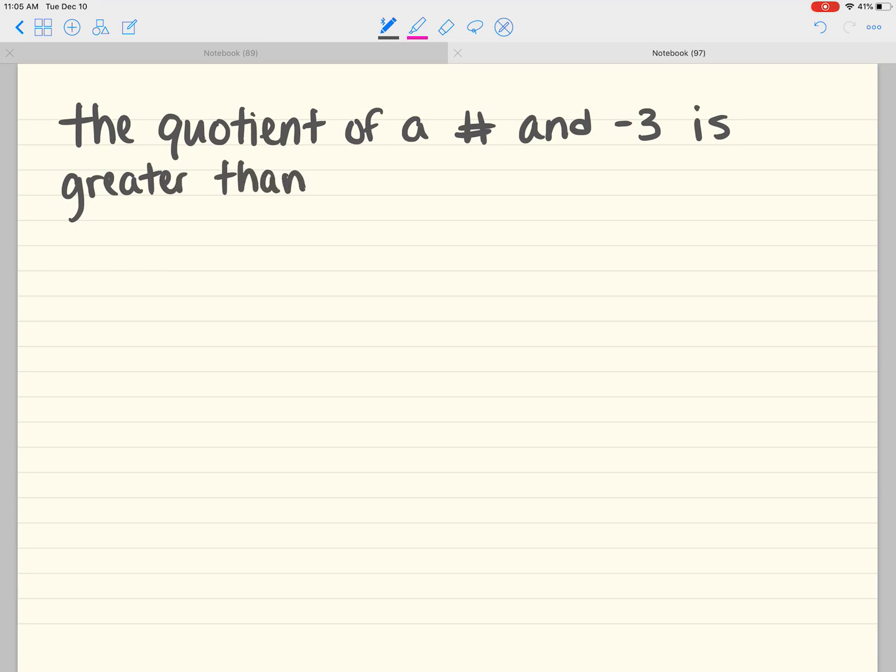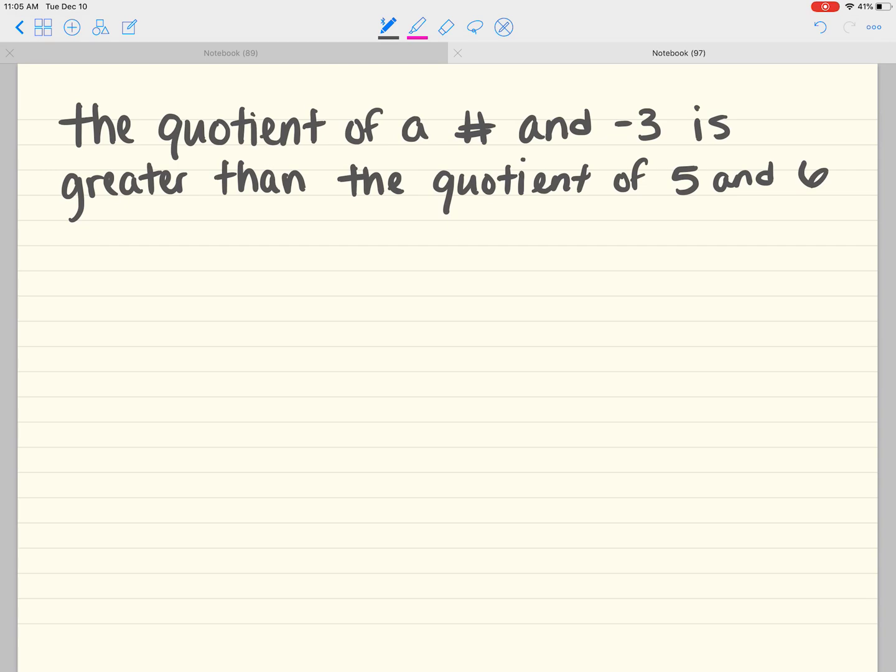All right, so the quotient of a number and negative 3 is greater than the quotient of 5 and 6. Okay, first thing you're going to have to do, Stone, is set up an inequality. Can you tell me what it would be?